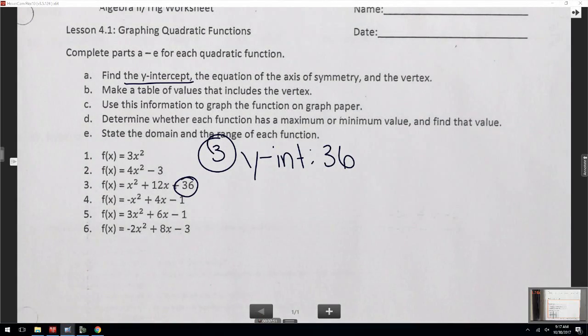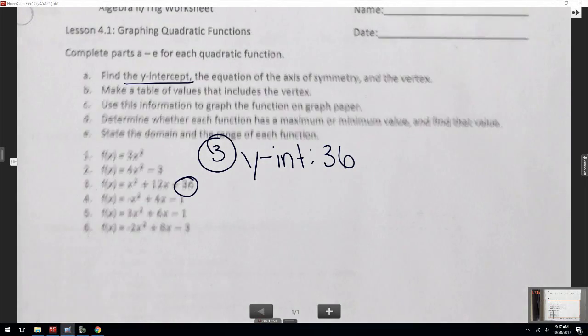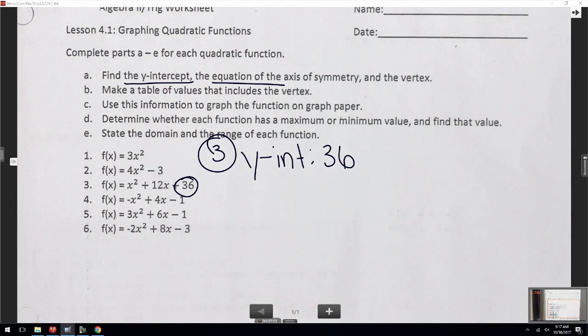Alright, what's the next thing it wants us to find? There you go. Axis of symmetry. What was that formula? X equals something. There's a formula. Look back on page 1 if you need to. What was that formula? Negative b over 2a. Nathan, very good.